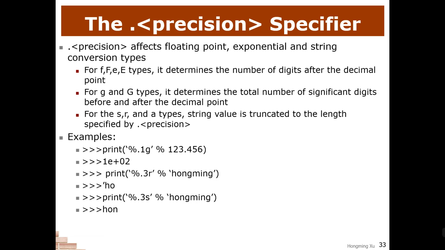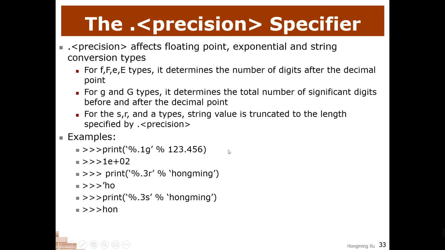The significant digits means it determines the value of the value. For S, R, and A types, the string value is just truncated to the length specified by the precision.